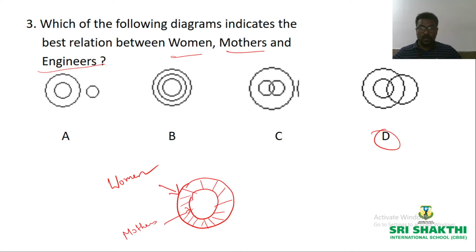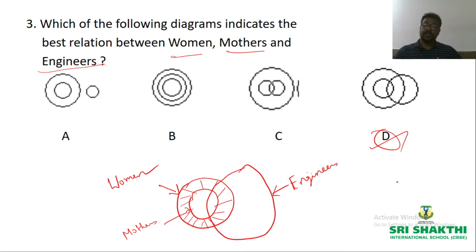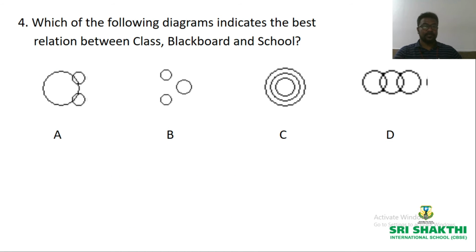Then they have added one more circle over here. This circle represents engineers. The reason behind this is a woman can be an engineer, a mother can be an engineer, and the left out part will be given to the men category. So the best option for this question will be option D. Let's move to the next question.